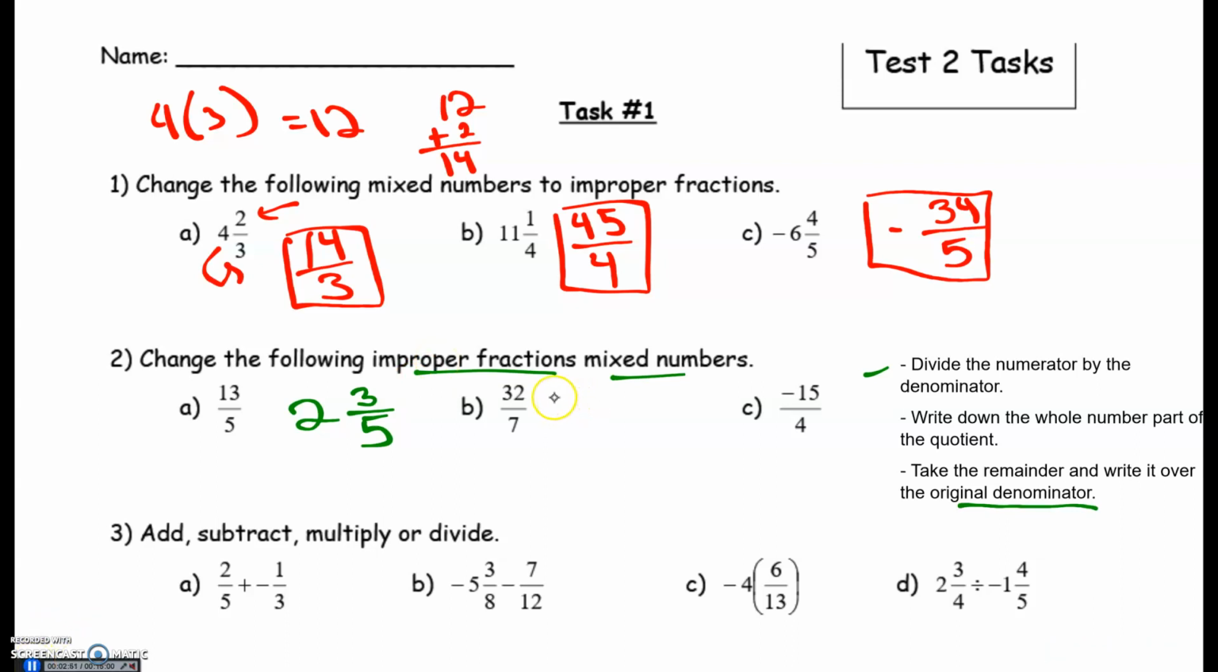7 divides into 32 4 times. It leaves us a remainder of 4, and we keep the denominator of 7. And lastly, 4 divides into 15 3 times. We leave a remainder of 3, keep the denominator of 4, and we can't forget we need to multiply it by a negative. All done with question number 2.